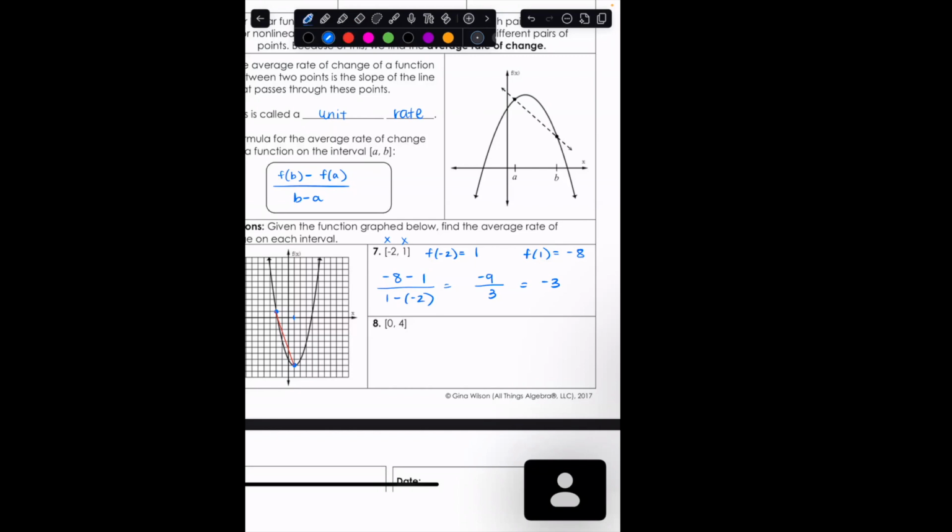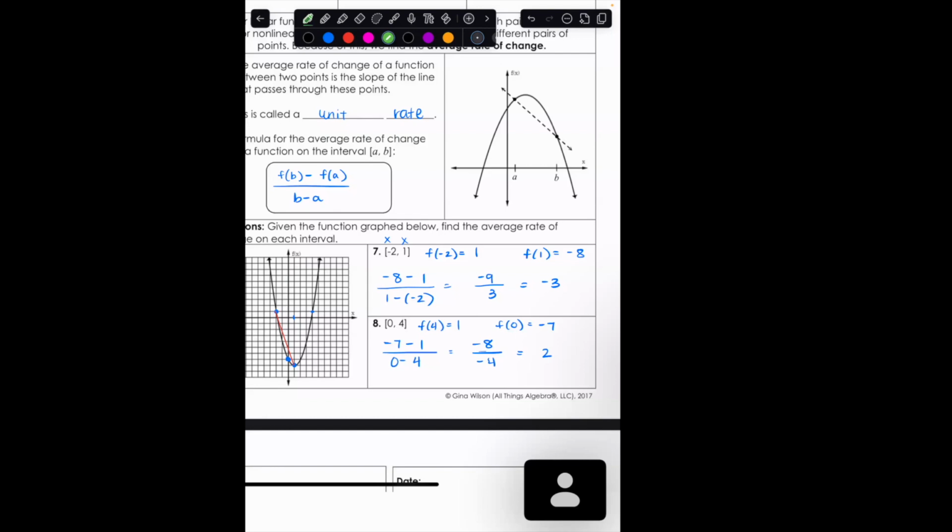All right, take about 2 minutes and do number 8. I have f of 4, which is 1. My input is 4, and when x is 4, it looks like the graph is at 1. And then my next one is f of 0. I'm sorry, when x is 0, that's on your y-axis, which is -7, so it's this point right here. And then just the normal slope formula. -7 minus 1 is -8. 0 minus 4 is -4, and then -8 divided by -4 is 2.